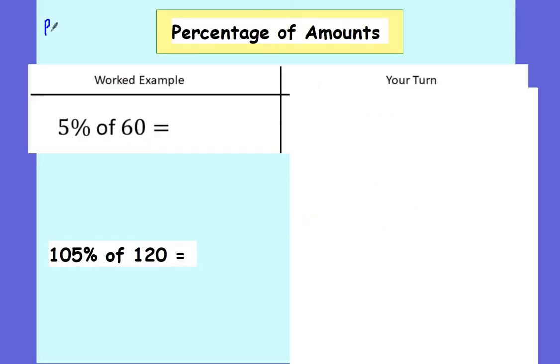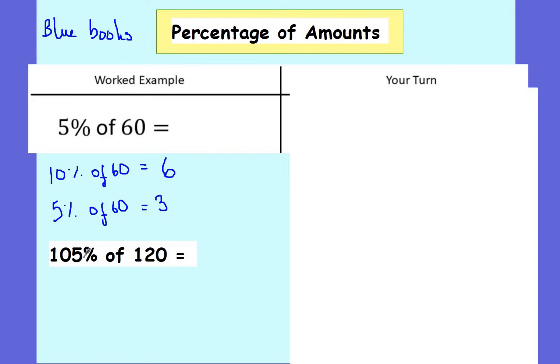So in your dark blue books, can I have the title percentage of amount? And then pens down, I'll go through an example and then you can have a go in your dark blue book. So my first example is, can I work out 5% of 60? The first thing I'm going to do is work out what 10% of 60 is. Now to work out 10%, I just divide 60 by 10, so 10% is going to be 6. Then to work out 5%, I can just take my 10% and divide it by 2. So 5% of 60 is going to be 3.